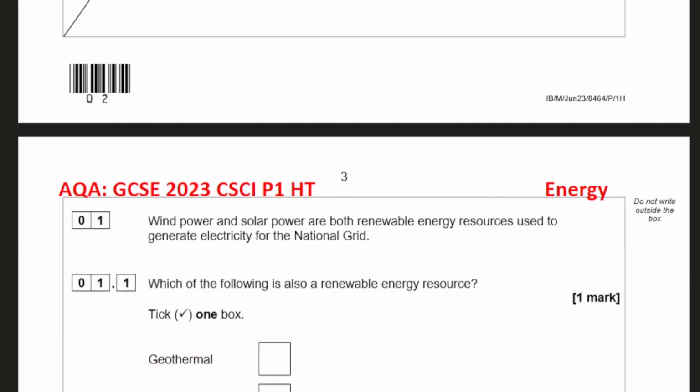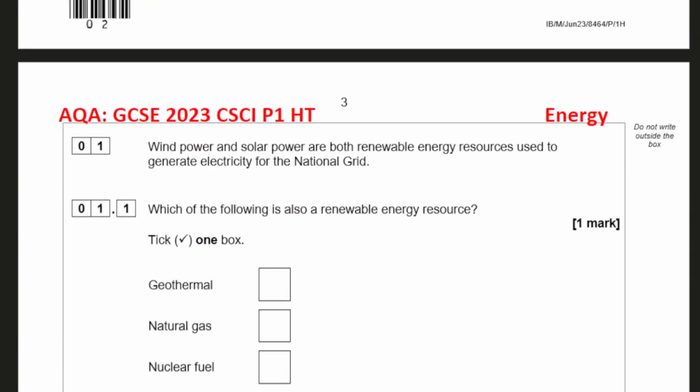Question number 1 is on the topic of energy. Wind power and solar power are both renewable energy resources used to generate electricity for the national grid. Which of the following is also a renewable energy resource? That would be geothermal.